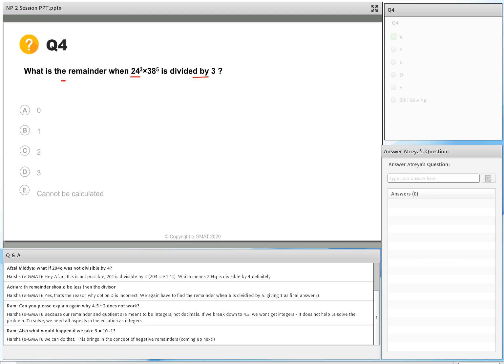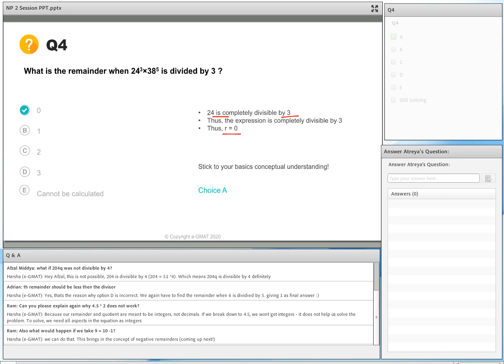So I have two numbers over here, 24 and 38. I'll very quickly check. Now, 24 is completely divisible by 3, right? I had two numbers, 24 to the power 3 and 38 to the power 5. 24 has 3 in it, so it's completely divisible by 3. Thus, the remainder that we get from 24 is always equal to 0.